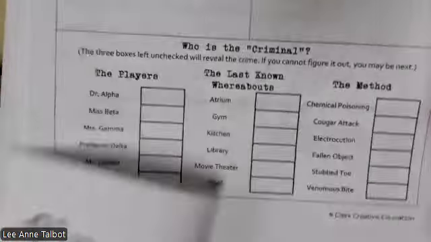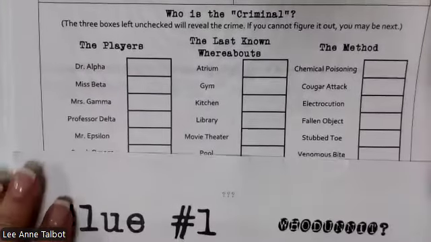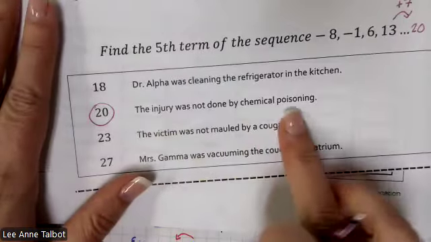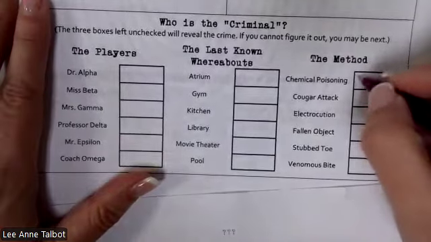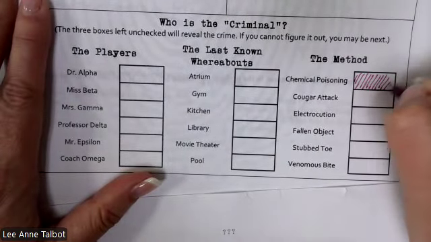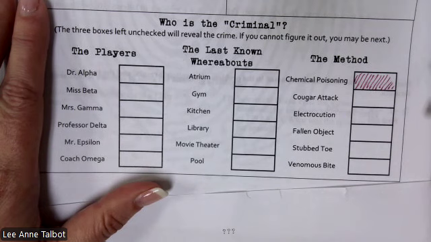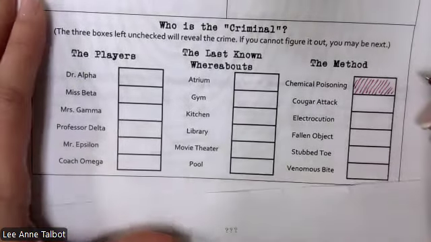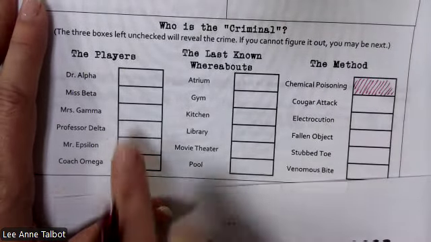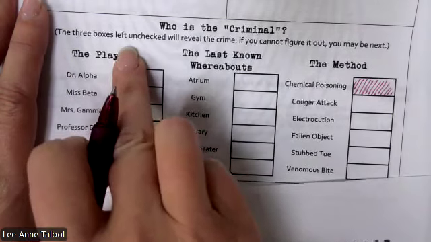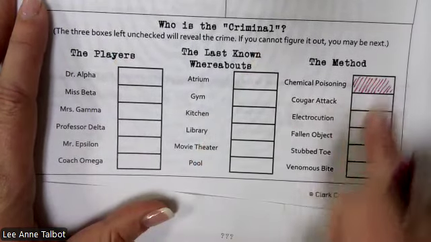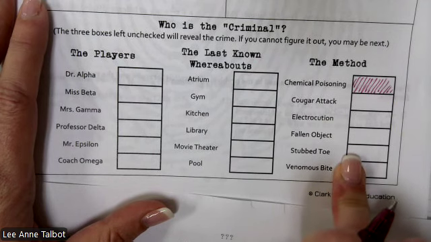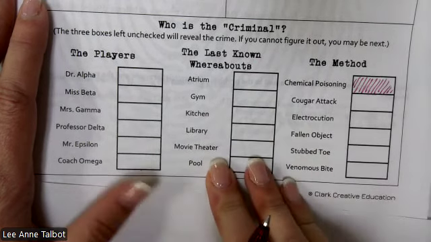Okay, so what you do is you come back over to the whodunit part and you take the answer, and it says the injury was not done by chemical poisoning. So then you cancel out chemical poisoning as a possibility. It's like Clue. And when you're done, if you did it right, one person, one place, and one method should be left over, and that will be who did it.